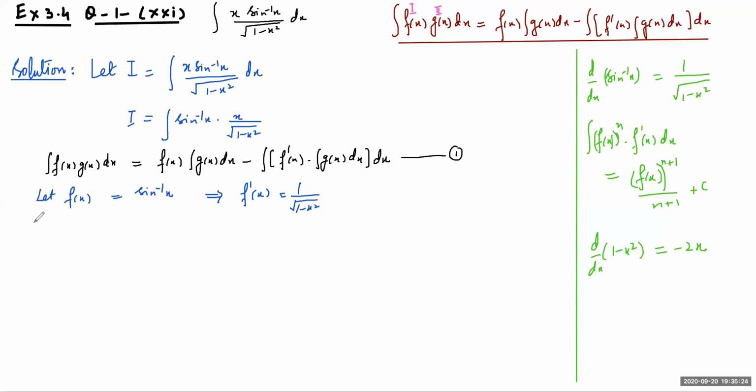Let g(x) be equal to x by square root of 1 minus x square. Then what do we need? We need the integral of g(x) dx both times. So we are going to evaluate the integral of g(x) dx. So the integral of g(x) dx becomes the integral of x divided by square root of 1 minus x square dx. Now get to this result.